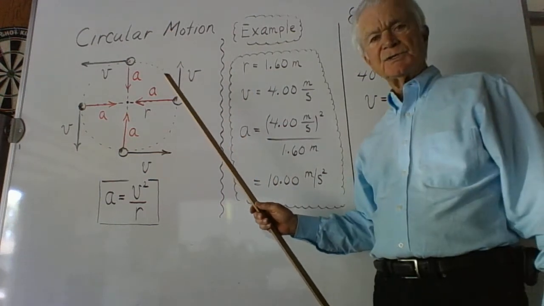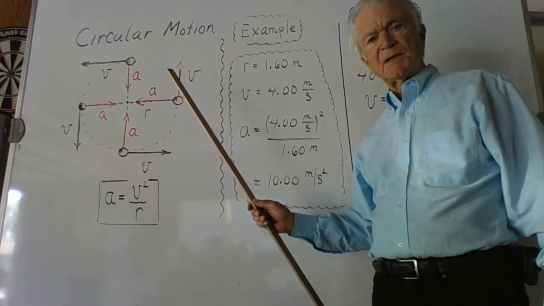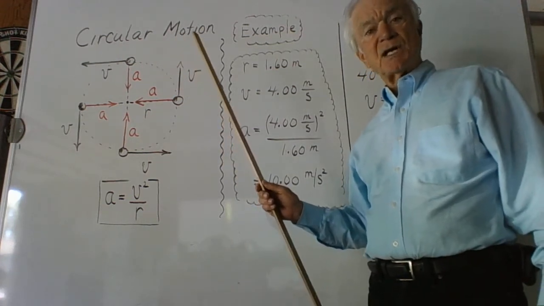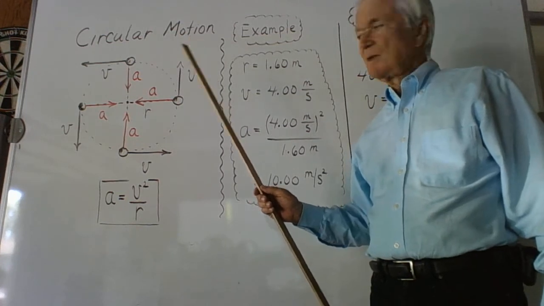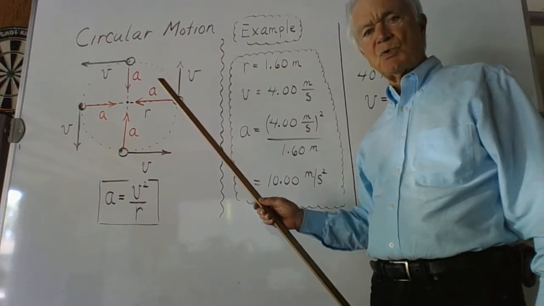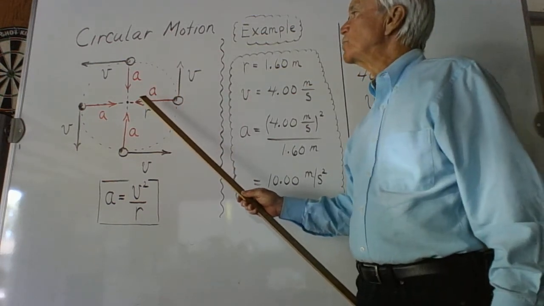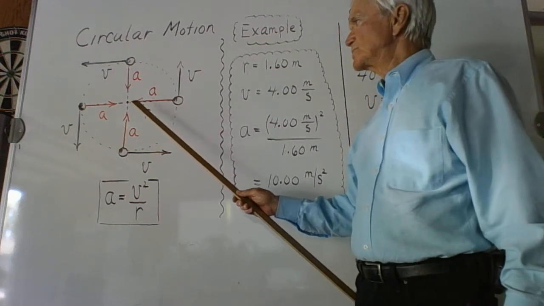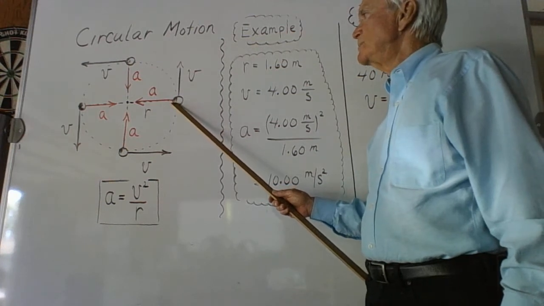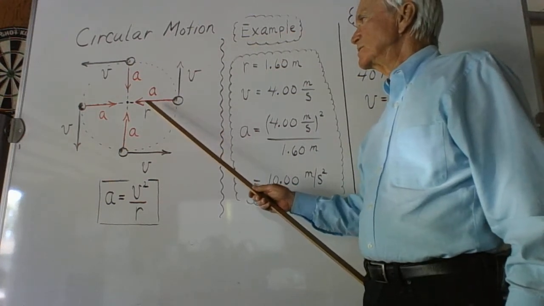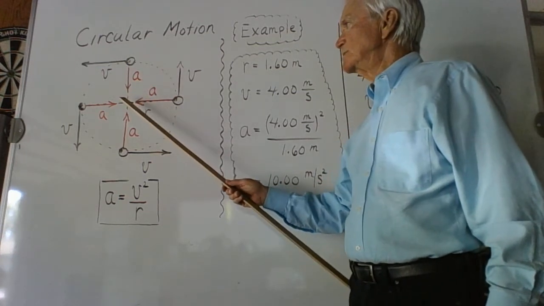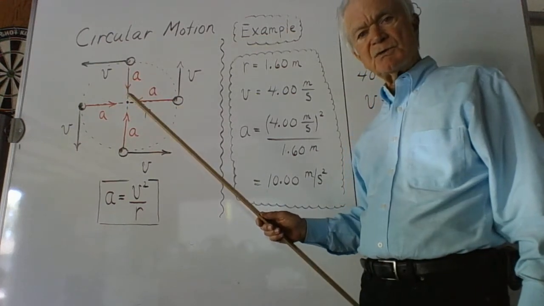Because the velocity is changing, even though the speed is not changing, there is an acceleration. And without proof, I state that that acceleration always points toward the center of the circle. Circle center is there. So if the object is there at some moment in time, it's accelerating toward that center. When the object is up here, it's accelerating also toward the center, and so on and so on.